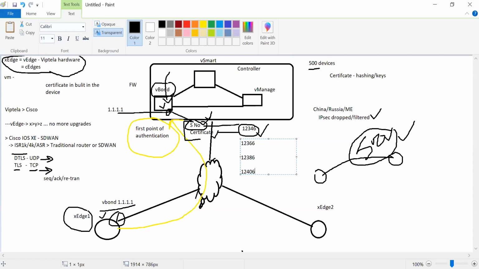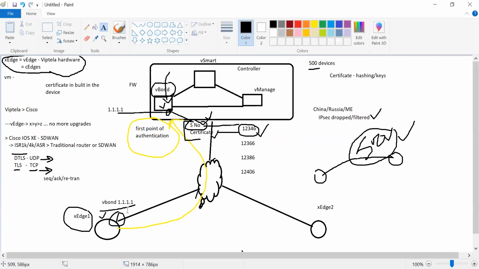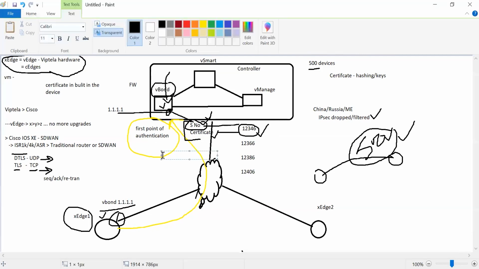So I have still only talked about the DTLS tunnel, the first point of authentication, where vEdge would initiate one DTLS or UDP-based tunnel to vBond using the serial number and certificate as the whitelisting mechanism, right? On these port numbers. Once this tunnel is up, this yellow tunnel, it is a temporary tunnel.